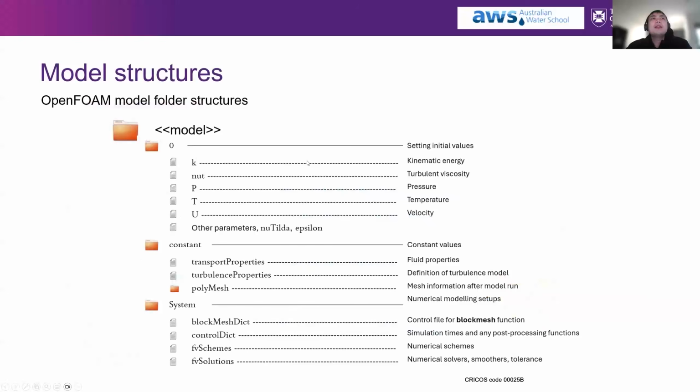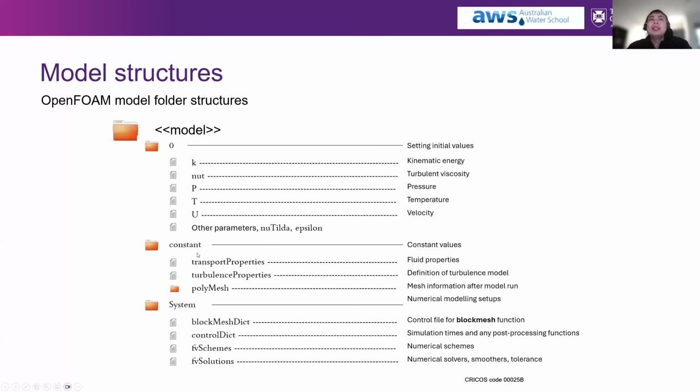Just to give you a brief on the model structure. OpenFOAM models, as I mentioned, are code-based. It basically has three folders. So you have the constant folder, and you have the zero folder to define all the initial values for the fluid motion. For example, the kinetic energy, the turbulence viscosity, pressure, and others.